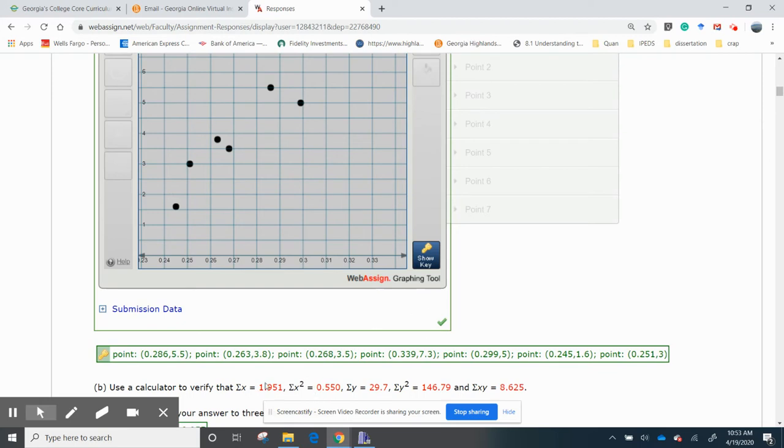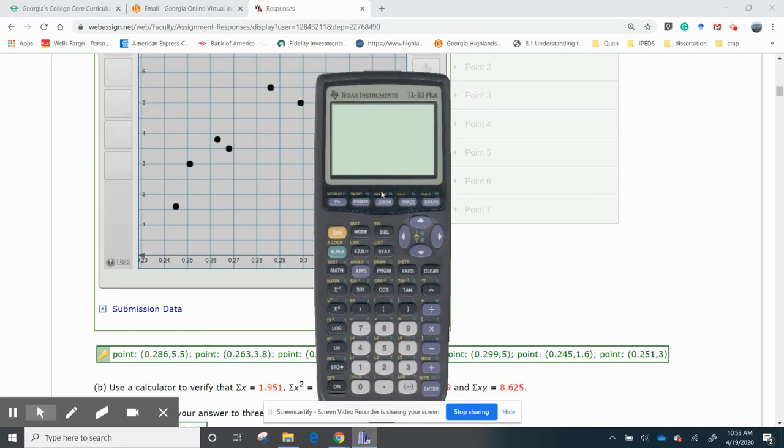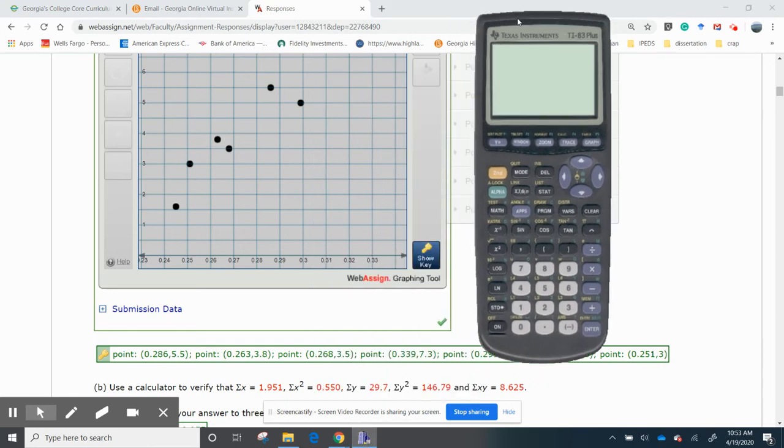All right, so then the next thing that it wants us to do is verify the summation of X squared, summation of Y, and summation of Y squared, and then summation of X and Y. So let me show you how to do that really easy on your calculator. Your calculator might be a little different than my calculator, but there's easy ways to do this. So I do stats and I hit enter. So I have my X's in L1 and my Y's in L2.